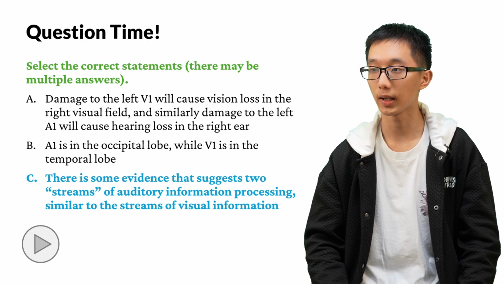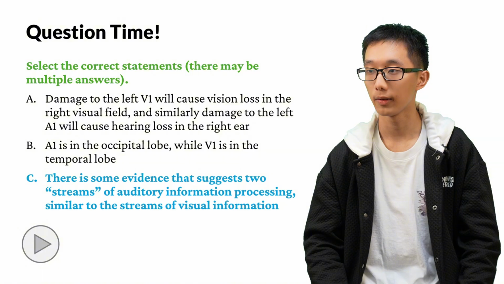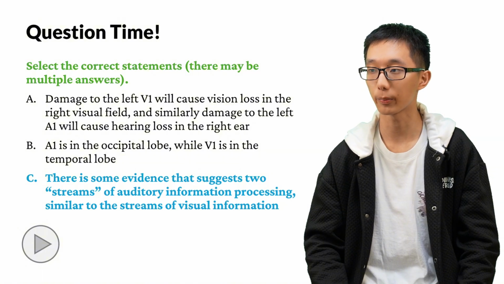For B, we have gotten it completely wrong in the statement. A1 is actually in the temporal lobe, while V1 is actually in the occipital lobe. And for C, this is true. There is some evidence that suggests two streams of auditory information processing.